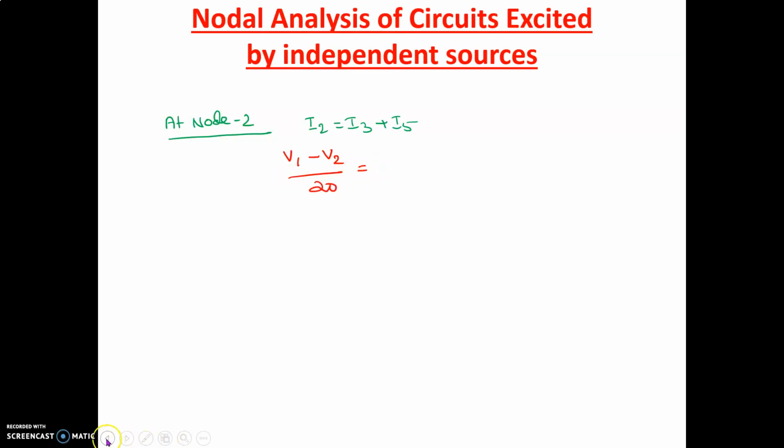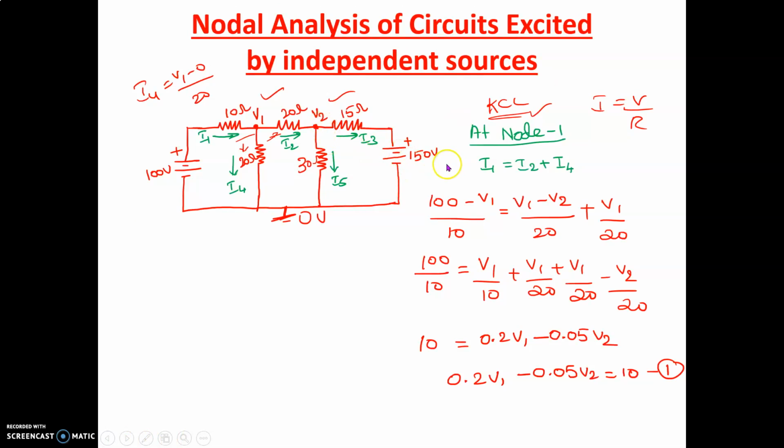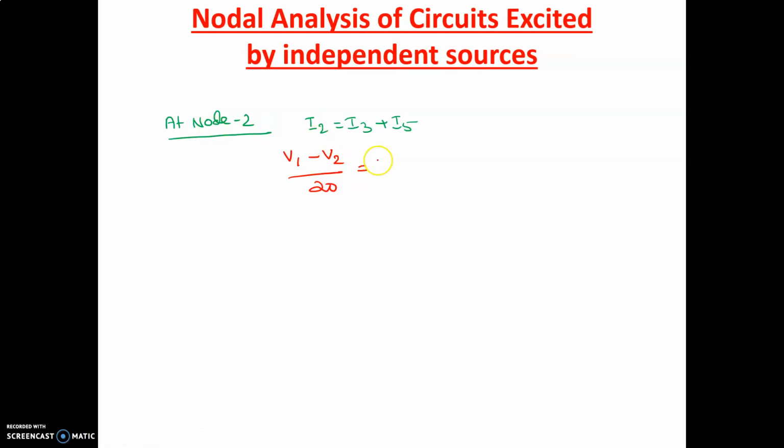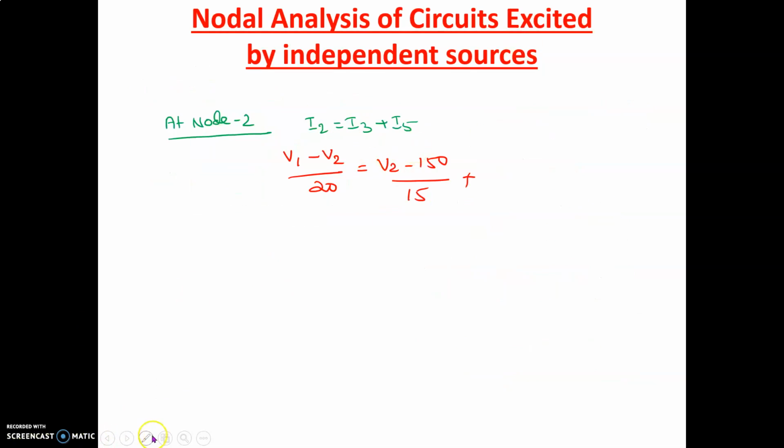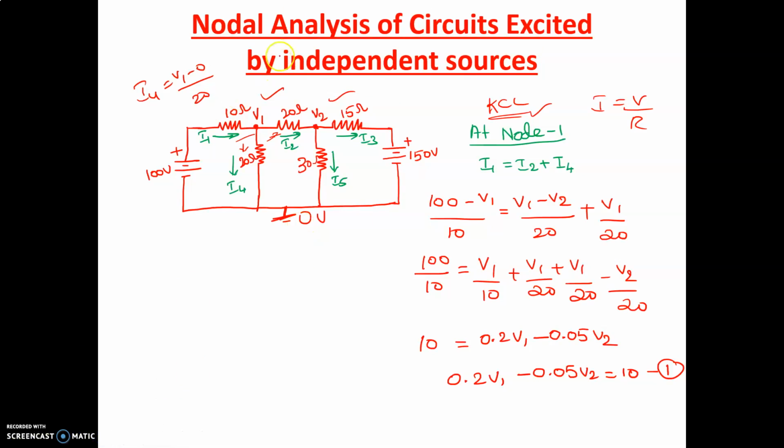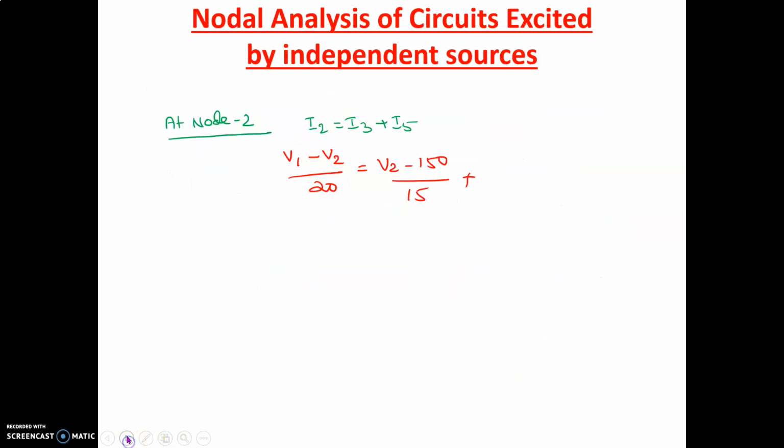What is the I3 current? I3 current is equal to (V2 minus 150 volt) divided by 15. That is my I3 current. What about the I5 current? I5 current is equal to V2, that is this potential V2, minus 0, divided by the 30 ohm resistance. Simply we can write it as V2 by 30.